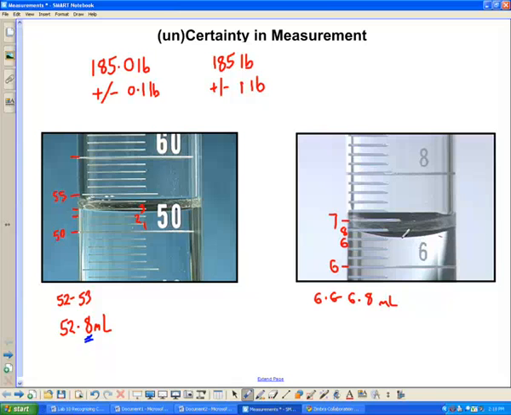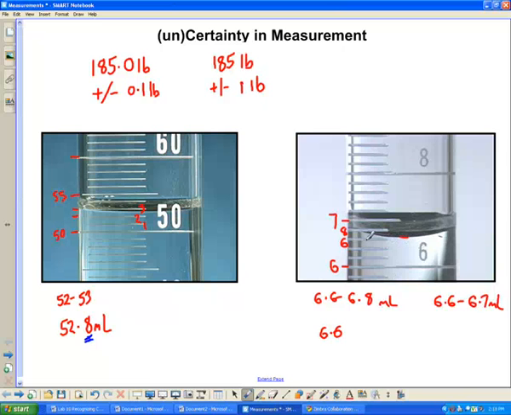Now again, if we estimate here, we can see the meniscus is very close to the 6.6, but we don't know exactly where that is. So all I can say is my answer is above 6.6, but it's certainly not halfway, so it's not the 6.7. So it's really somewhere between 6.6 and 6.7 mils. And again, because it's nowhere close to halfway, it's going to be closer to 6.6.